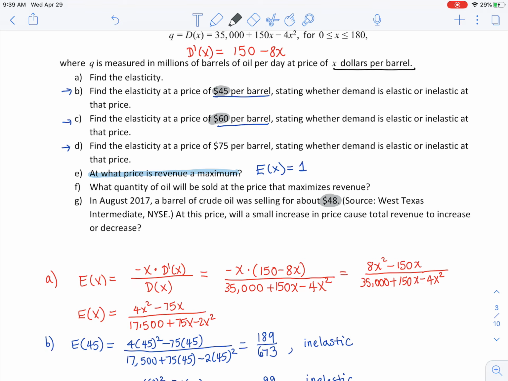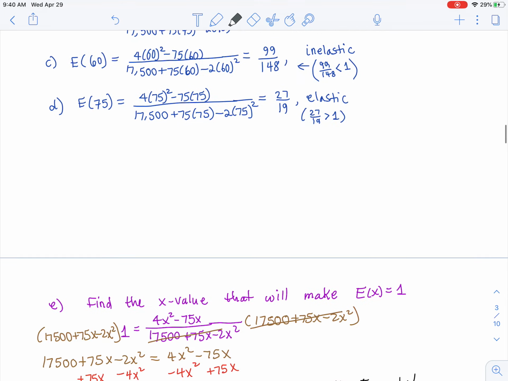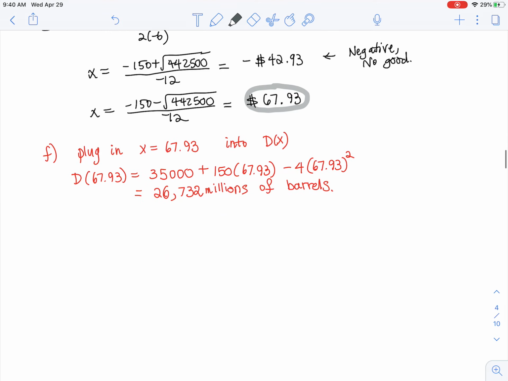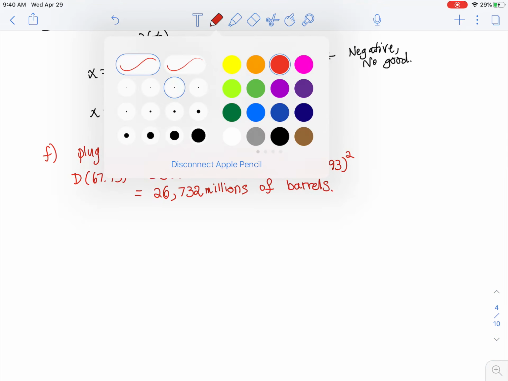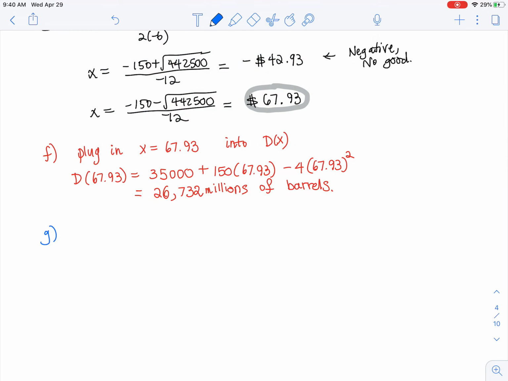So if it is inelastic, what will a small increase in price cause the total revenue to do? Will it make it increase or decrease? If it is inelastic, the increase in price will increase the total revenue. So let's take a look. What I will ask you to do for G is plug 48 into the elasticity function, show me that number, and then make a conclusion. Okay, so let's do that for the last one, G.